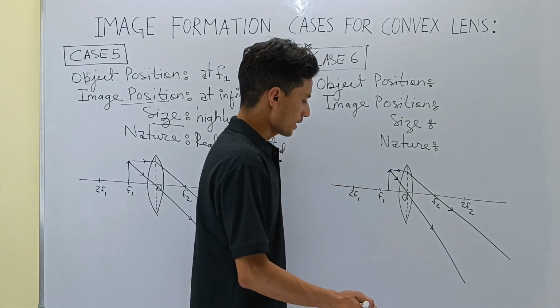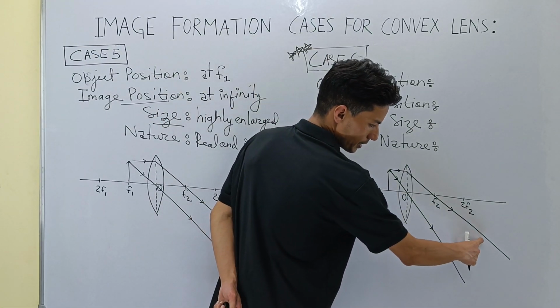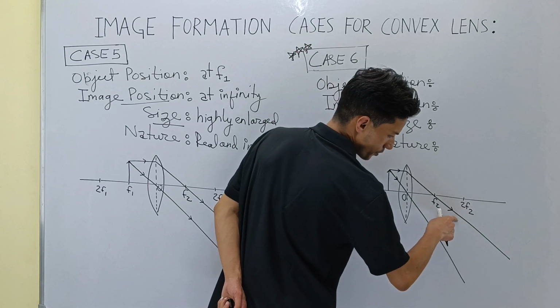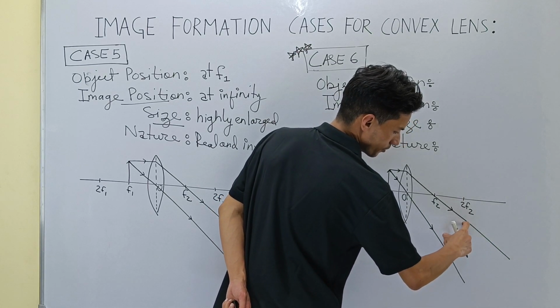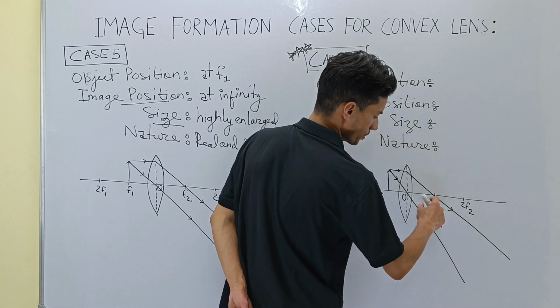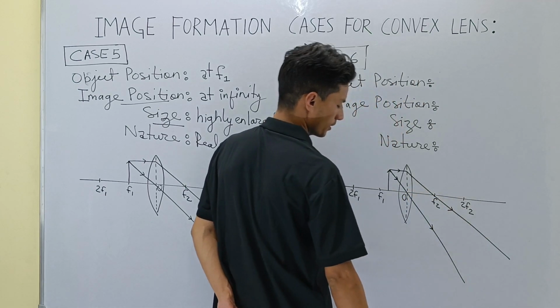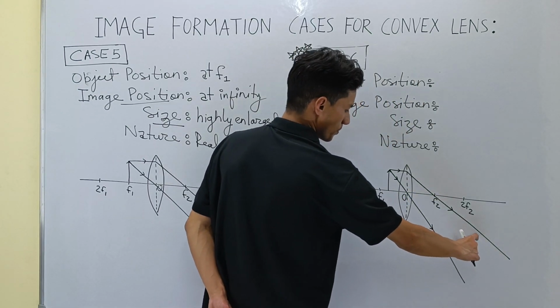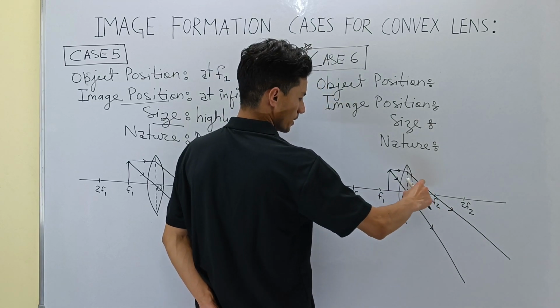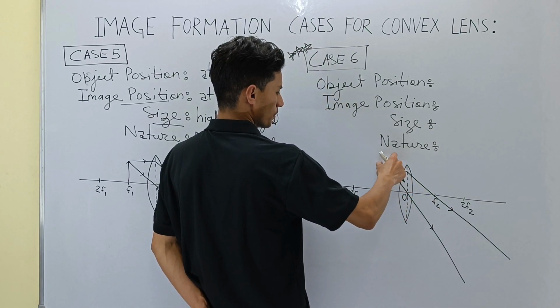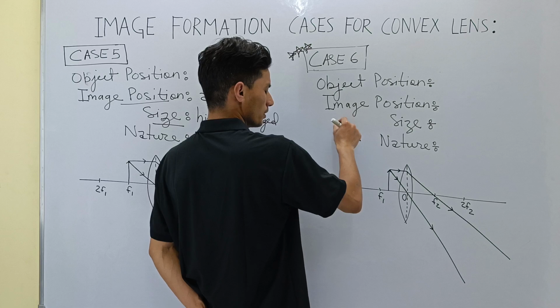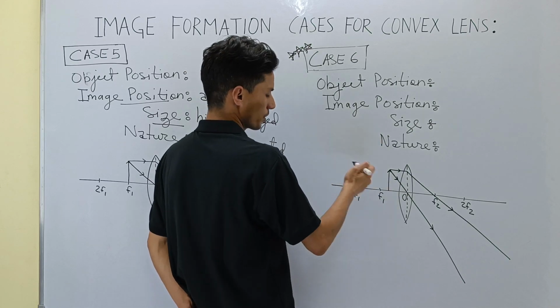So they are not going to meet in this scenario. If we trace this path, they're only going to get further away from each other. The distance between the two rays is only increasing with time. So what we do is we backtrace it. On backtracing it, the two rays will appear to meet somewhere here on the same side as the object. That's what we are going to do.